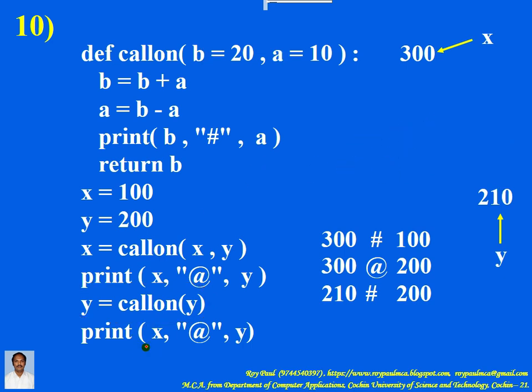Now here you get the last output, print X. X contains 300, that will be printed, followed by @ followed by Y. And what does Y contain? 210. So when you run this program, this is the final output.